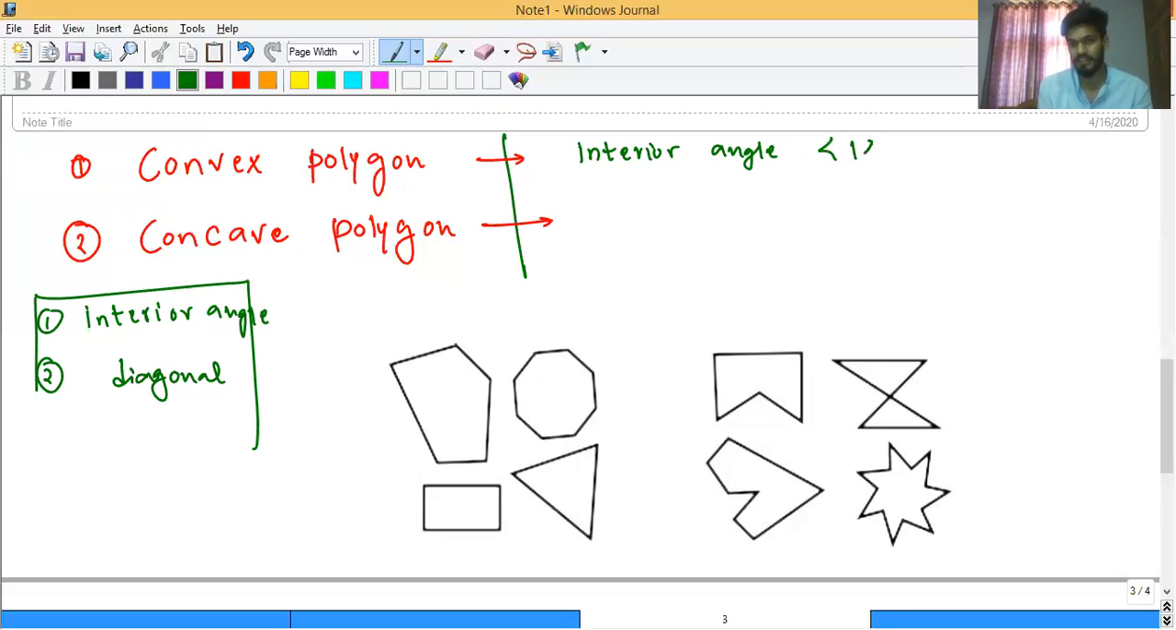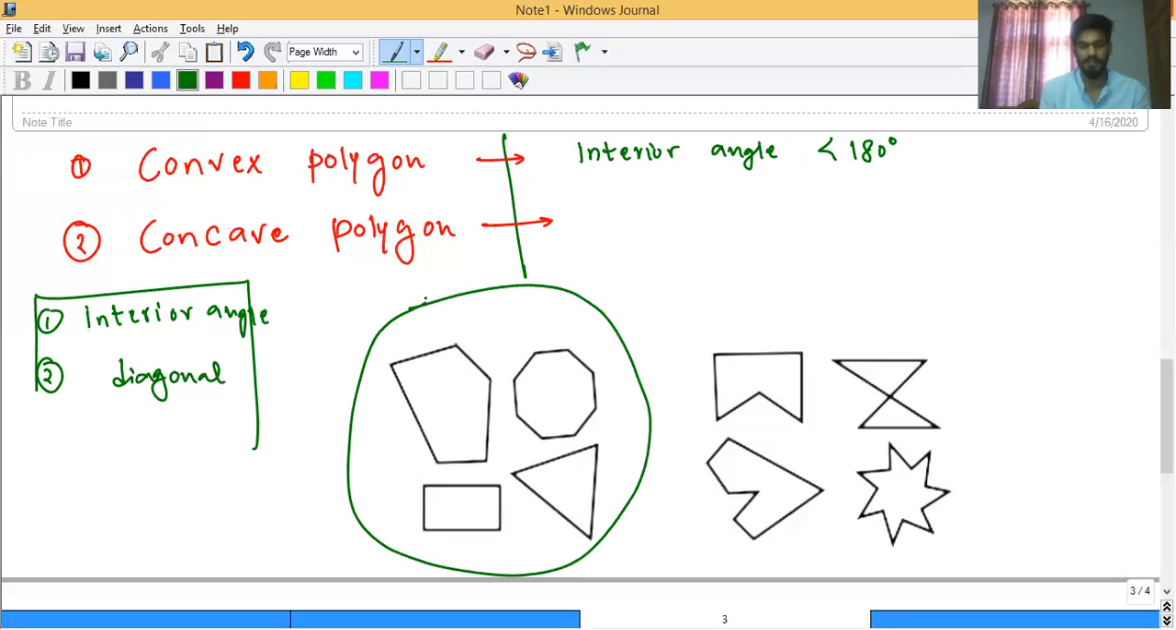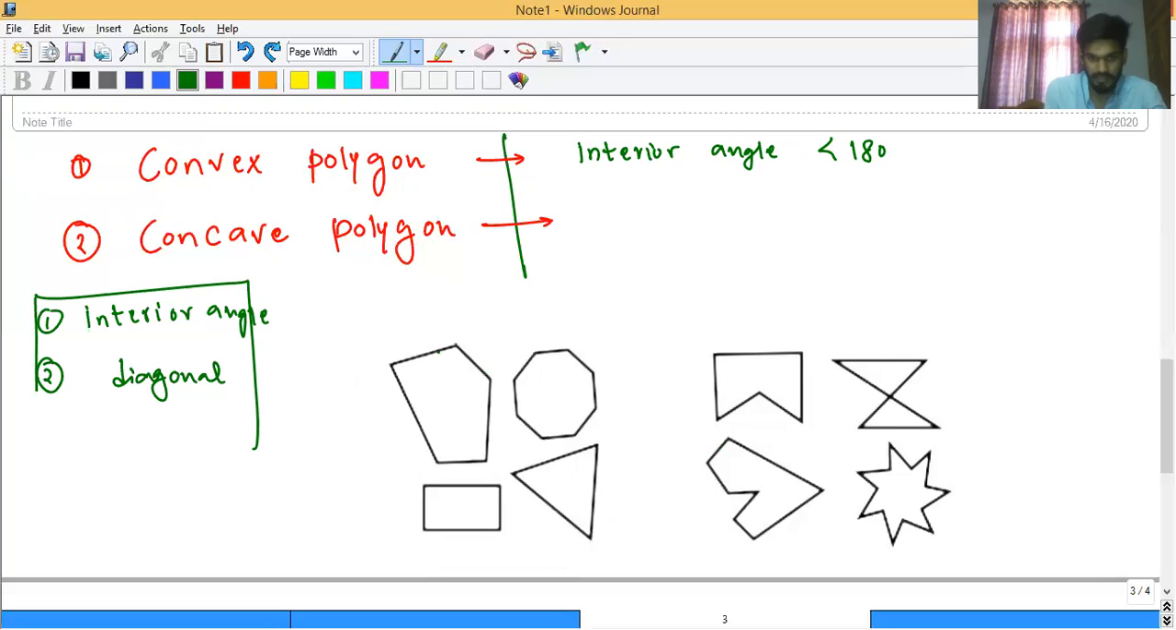Should be less than 180 degrees. So see these shapes. Here, any interior angles you will see, like this angle, this angle, this angle, this angle, this angle, they all will be less than 180 degrees. There won't be any single angle which will be equal to 180 or more than 180, right? So one property is this.